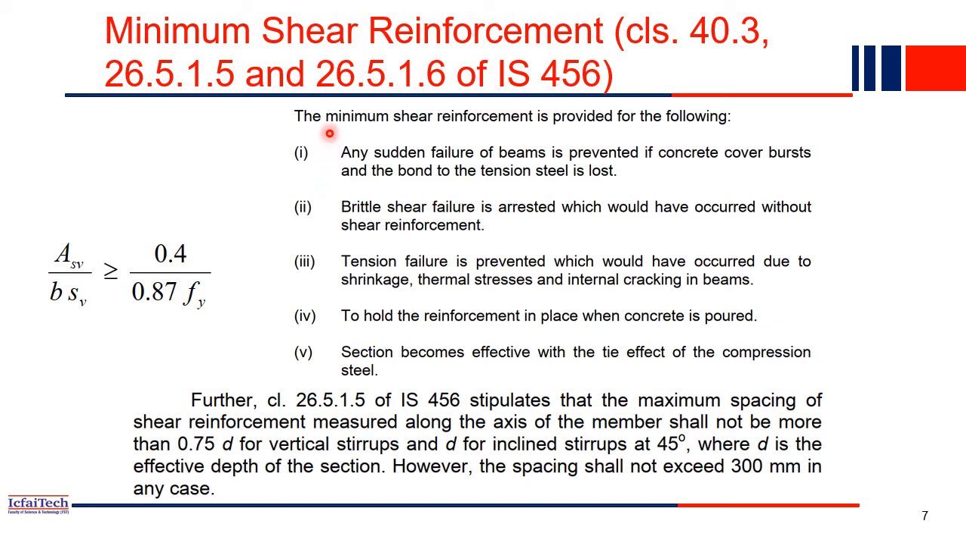So why do we need to provide the minimum shear reinforcement? These are the 5 reasons basically. First one is that any sudden failure of the beam is prevented if the concrete cover bursts, or the bond of the concrete or steel is lost.